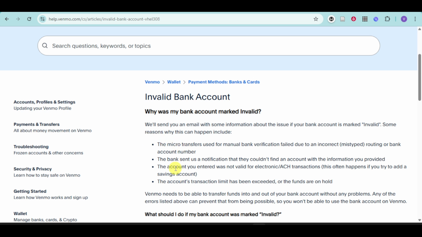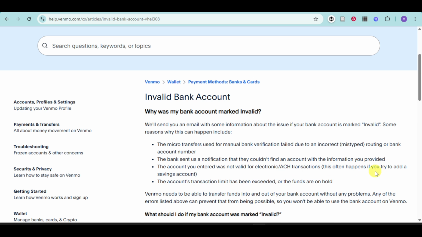The microtransfer used for manual bank verification failed due to an incorrect or mistyped routing or bank account number. Or the bank may send a notification that they couldn't find an account with the information you provided. It can also be because the account you entered was not valid for electronic or ACH transactions.